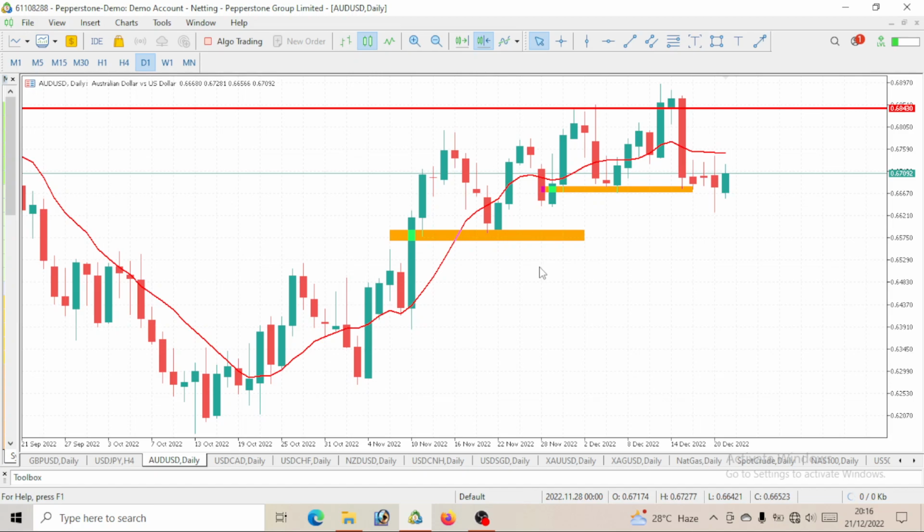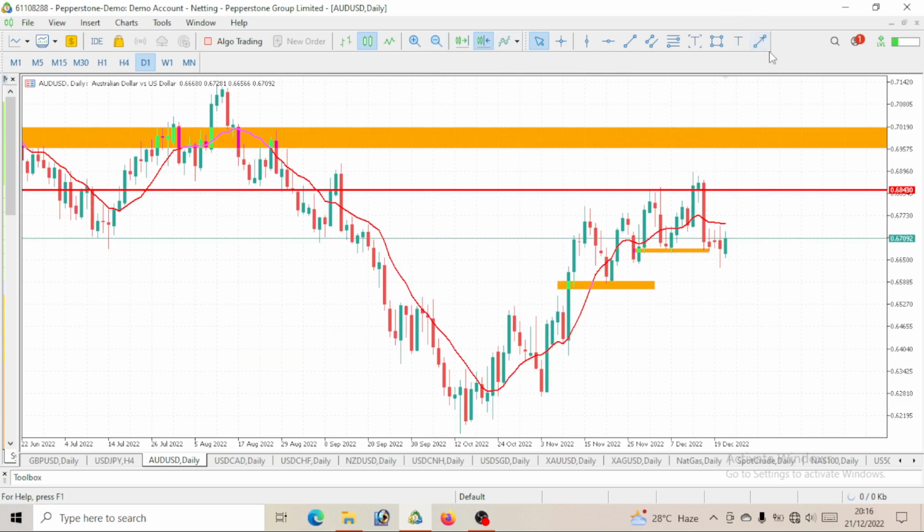Now, when you take a look at this AUD USD, we can clearly see that we are making one move, which is an uptrend move. If you take a look at this move, you can clearly see that this is an impulse move.